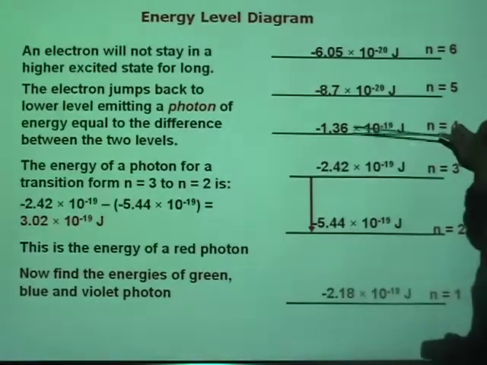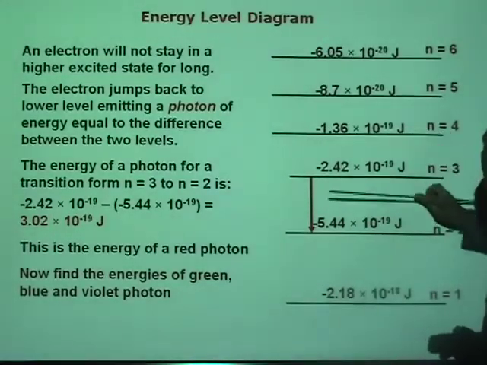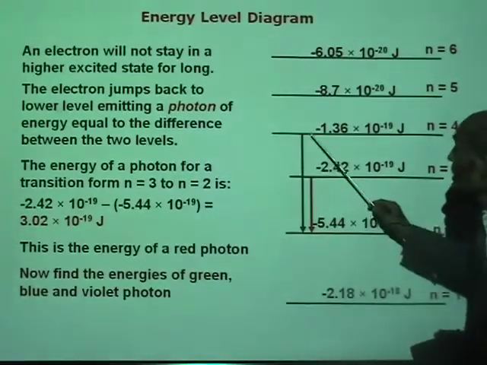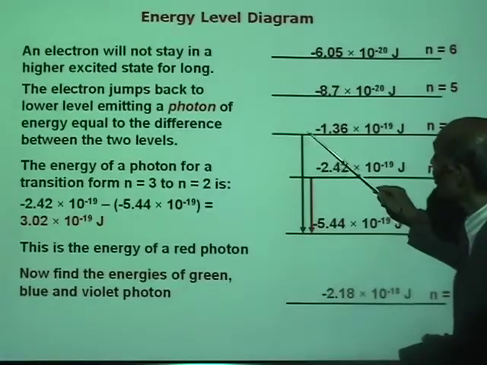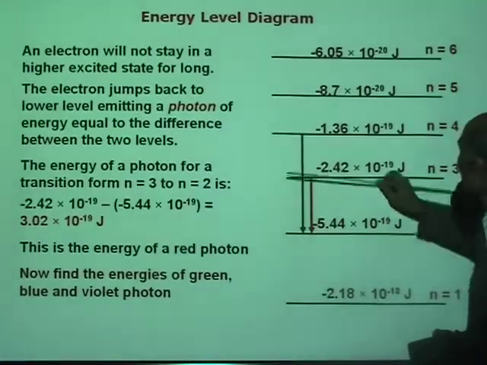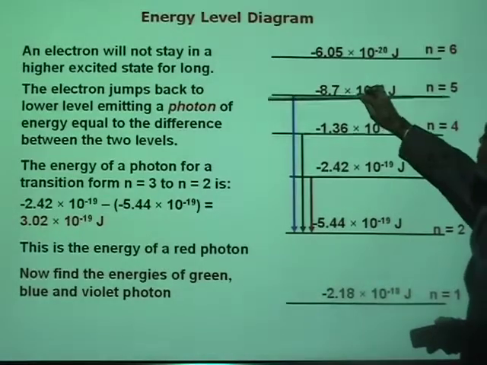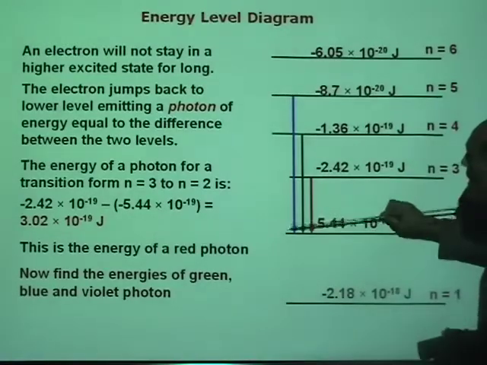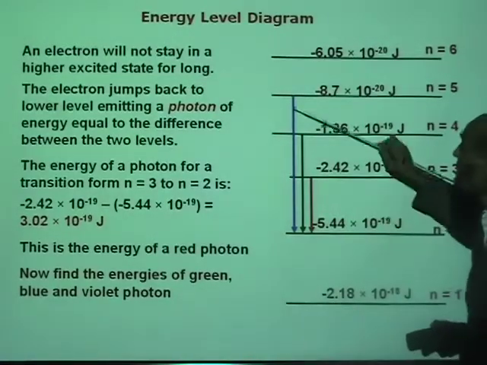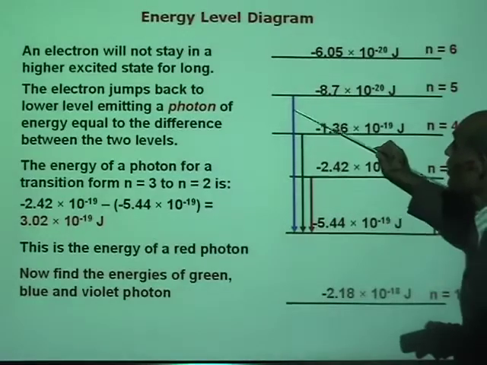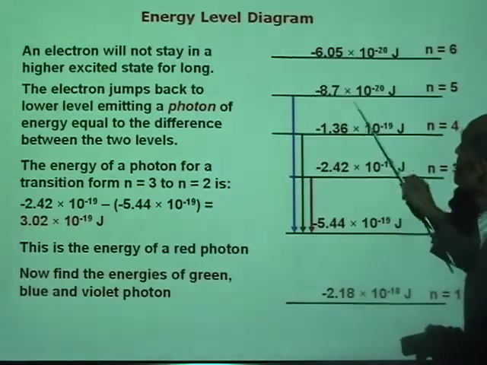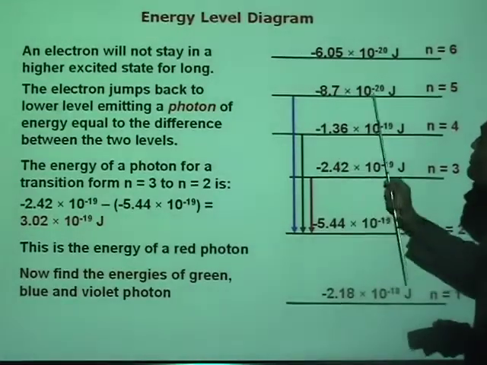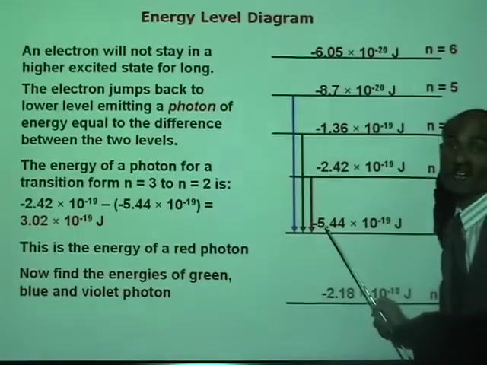You see, a transition from n equal to 4 to n equal to 2 will give you the green. The green photon is emitted for this transition, n equal to 4 to n equal to 2. A blue photon is emitted when an electron jumps from n equal to 5 to n equal to 2. And the energy of this quantum or this photon is this value minus this value. I'm going to leave it for you to find out if you are interested.